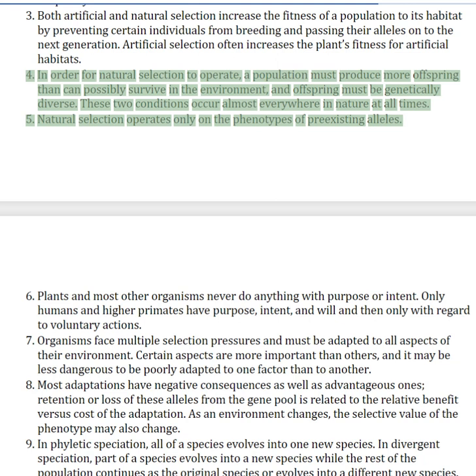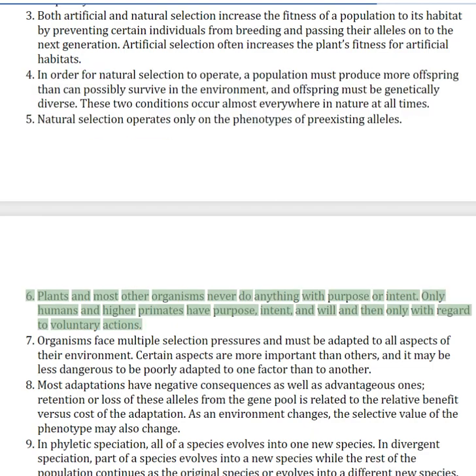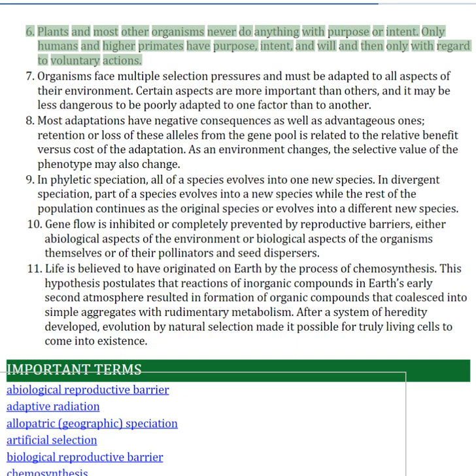5. Natural selection operates only on the phenotypes of pre-existing alleles. 6. Plants and most other organisms never do anything with purpose or intent. Only humans and higher primates have purpose, intent, and will, and then only with regard to voluntary actions.